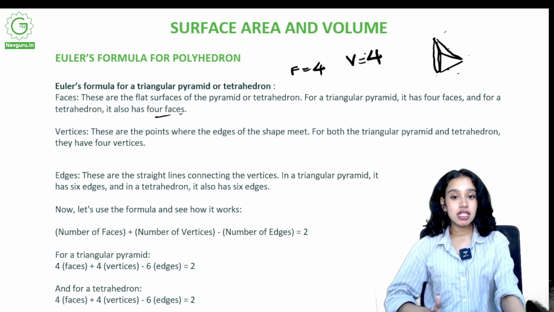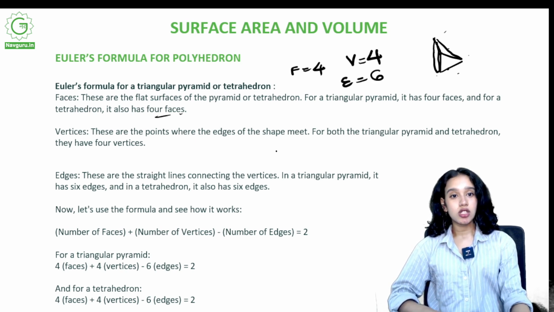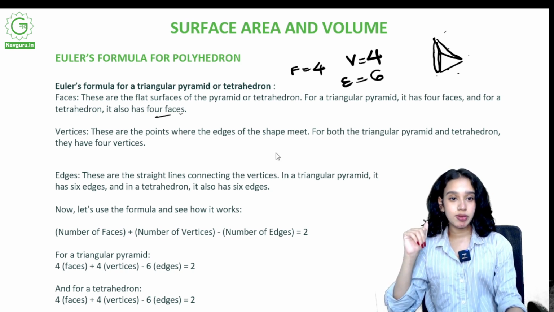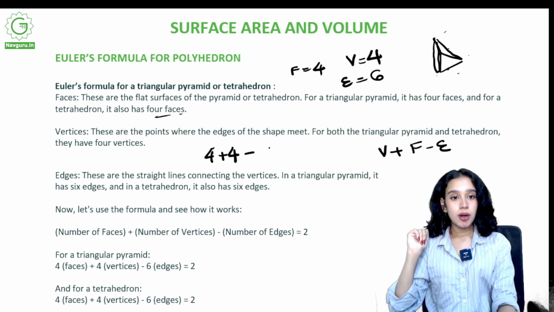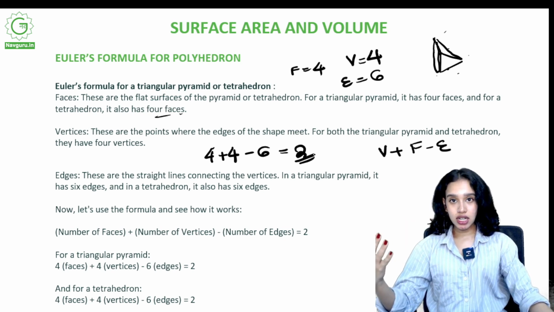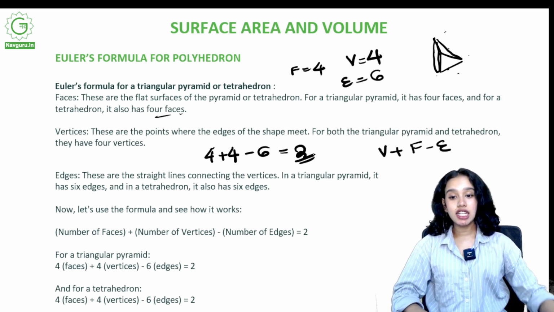Now edges, these are straight lines connecting the vertices. In a triangular pyramid, we have 6 edges and a tetrahedron also has 6 edges. So let's check Euler's formula for tetrahedron and triangular pyramids. So we have V plus F minus E. So V is 4 plus F is 4 minus 6, 8 minus 6 is 2. Again we got that Euler's formula is valid for both a triangular pyramid and a tetrahedron.